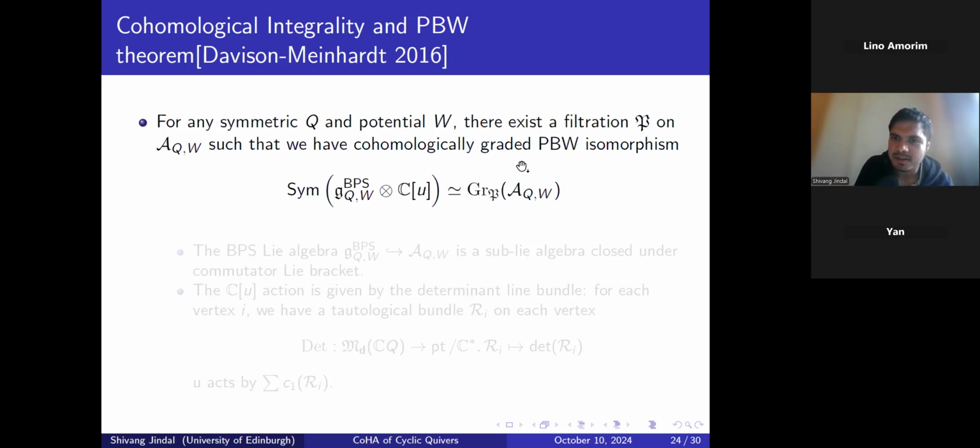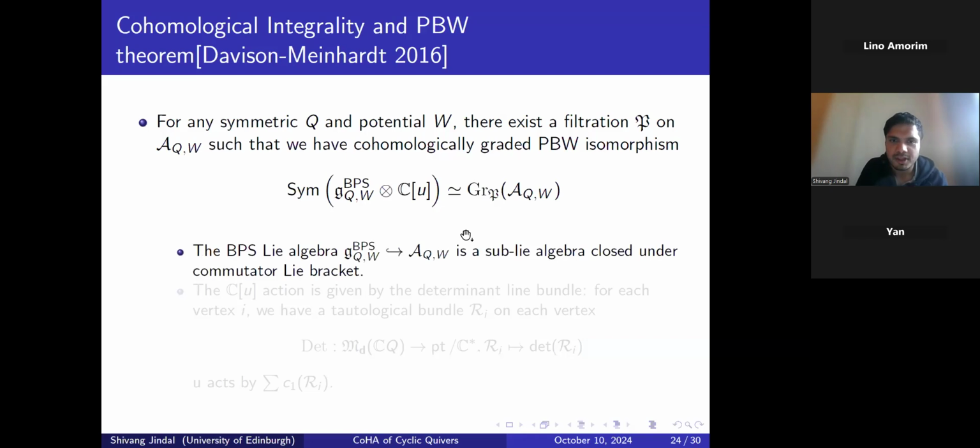As a vector space this is the same as A_QW, and what you get are some primitive elements, which are BPS cohomology tensored with the cohomology ring of C star. Let me say a few more words. This BPS_QW is a Lie algebra. It's a vector space which sits inside the cohomological algebra, and the Lie algebra structure is given by the natural commutator Lie bracket coming from the associative algebra structure on the cohomological algebra A_QW.